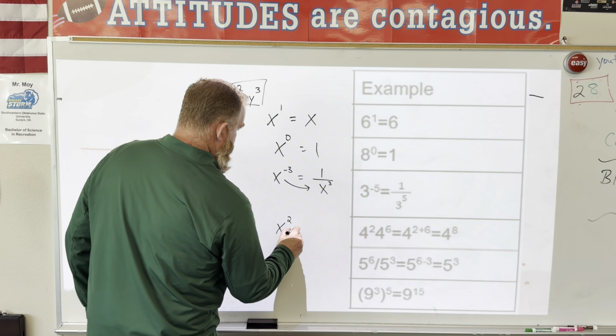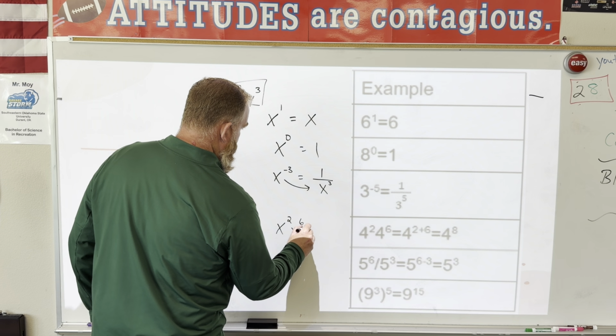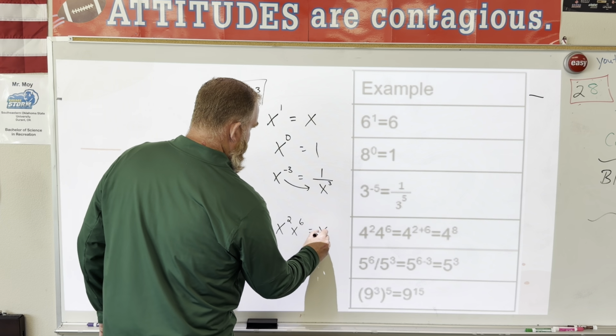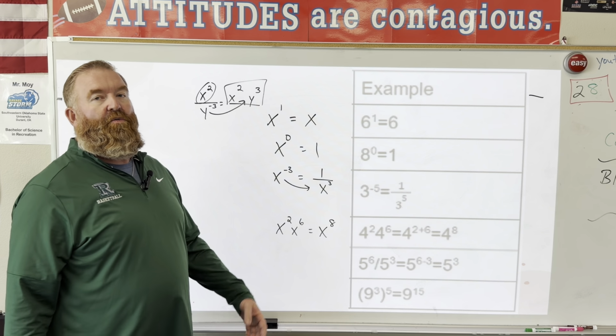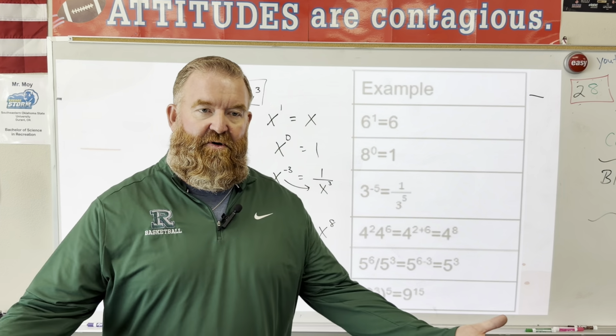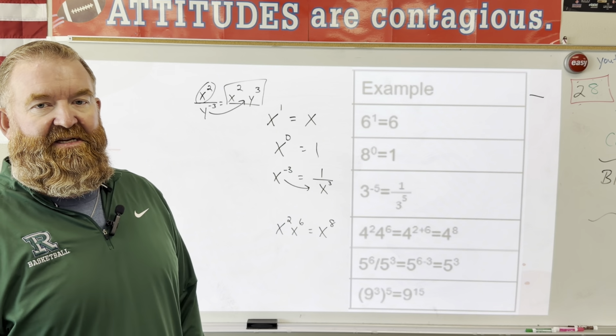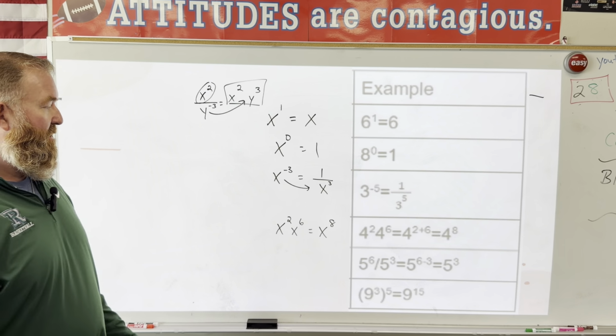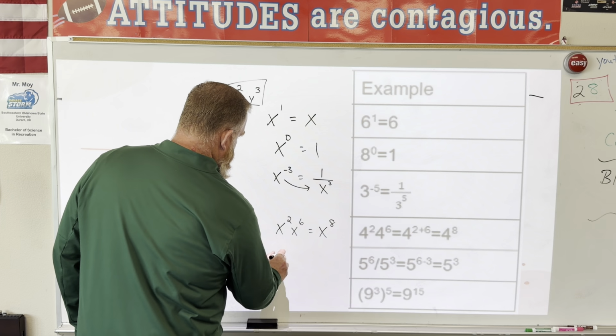X to the second times x to the sixth is x to the eighth. You add the exponents together. When you multiply with a common base, you add the exponents together. Okay? This is the example they give.